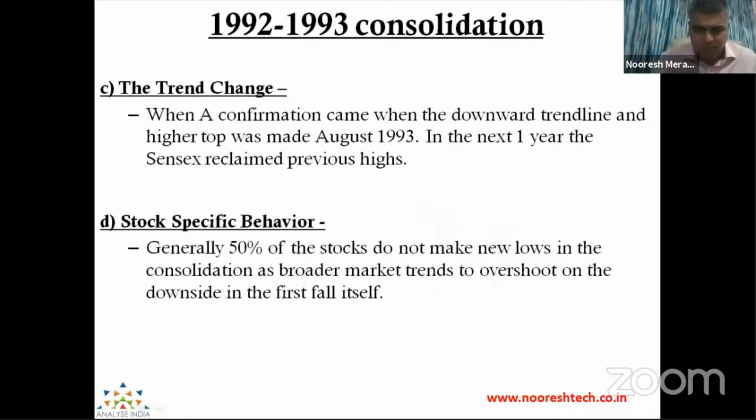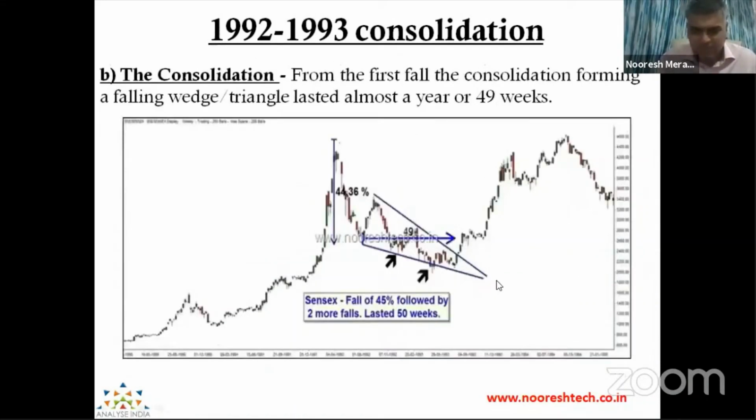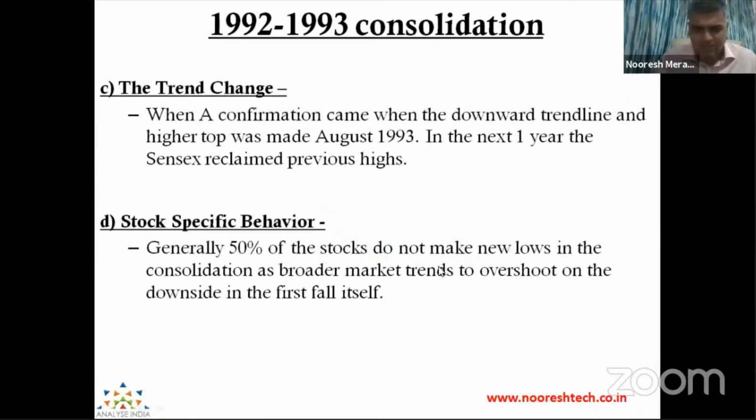So that was the first part, the fall, which was 40-45%. The second one which we'll look at is the consolidation. The third is the trend change. So when the trendline breakout happened in 1993, in the next 1 year, the Sensex reclaimed previous highs. Stock specific behavior, generally 50% of the stocks do not make new lows in the consolidation. So what we see is in the second two bottoms, many of the stocks do not make new lows because in the first fall itself, they would have corrected a lot.